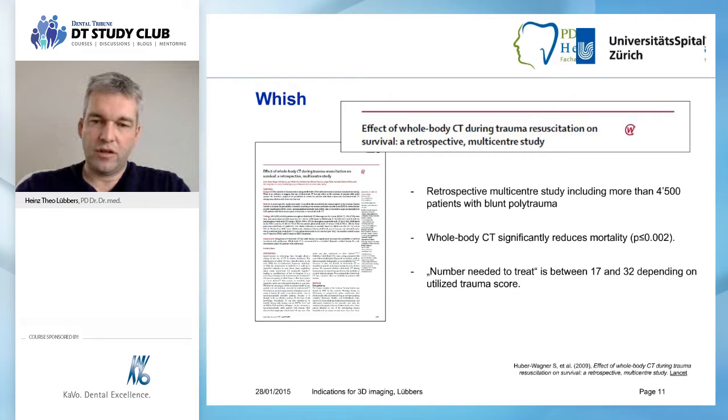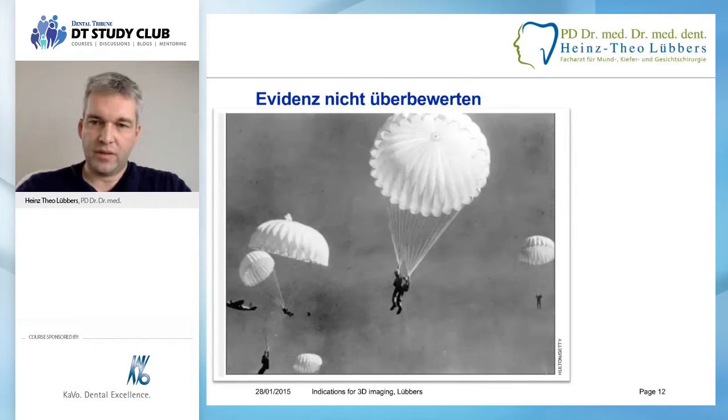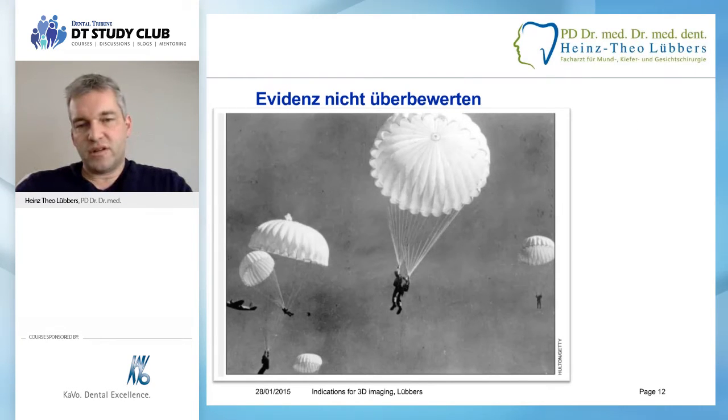Whole body CT means you always make a medical CT of the whole body of the patient, no matter the clinical signs, compared to the other strategy to apply a CT only to those areas of the body where you have clinical signs of injury, for example. So if you say I do a whole body CT on a polytrauma patient all the time, after 17 in the best and 32 patients in the worst case, I saved a life. That's pretty good evidence. You still can discuss it, but it's pretty good evidence for the situation in these trauma patients. I'm pretty sure we will never get that clear evidence for our dental situations. But you mustn't overrate evidence.